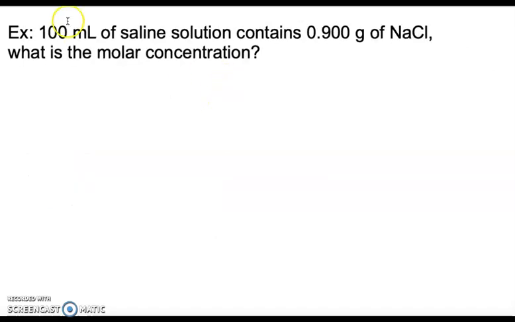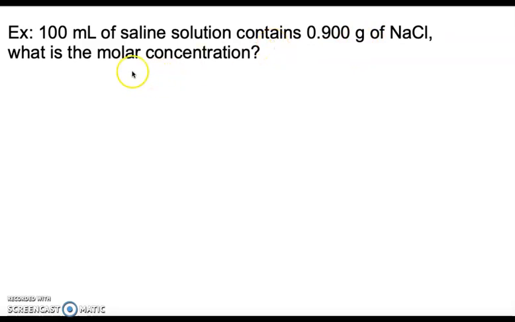Okay, so here's our next one. This one's a little different in that it gave you a mass instead of the number of moles. So this one says 100 mils of saline solution contains 0.900 grams of sodium chloride. What is the molar concentration? So what's a little bit different in this one is the only way that we can get the moles, right? Look at your units. We have liters out of here and we have grams. We need to get moles per liter. So we got the liter part covered, but we don't have the moles part covered. To switch grams to moles, we can use molar math.